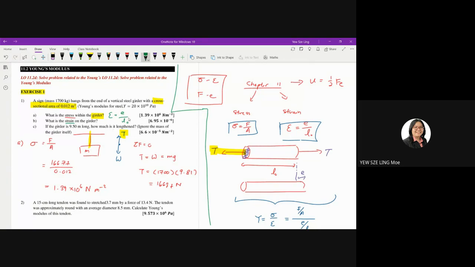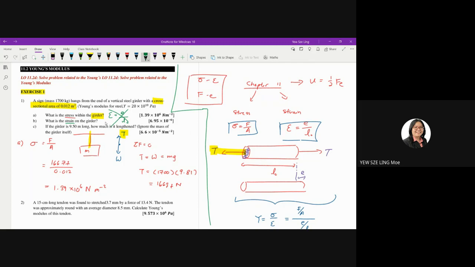Because we don't have the elongation. And if you look at question C, it asks you to calculate elongation, which means we cannot use this equation to solve question B. Then other than this equation, which equations can we use? What else can we use to calculate the strain on the girder?